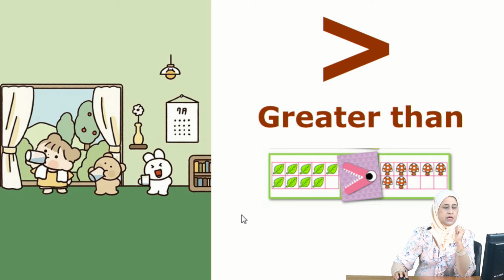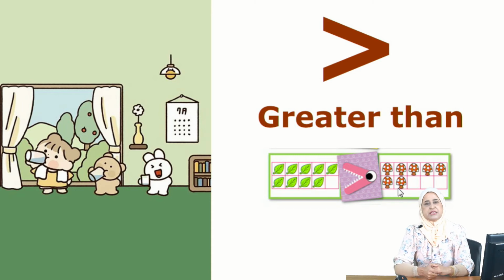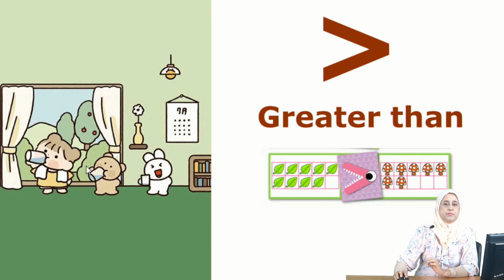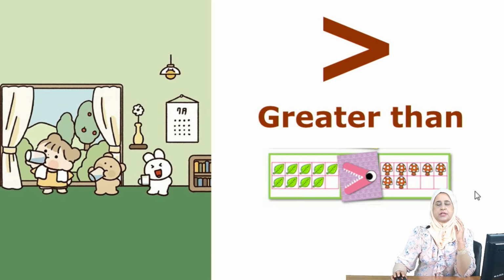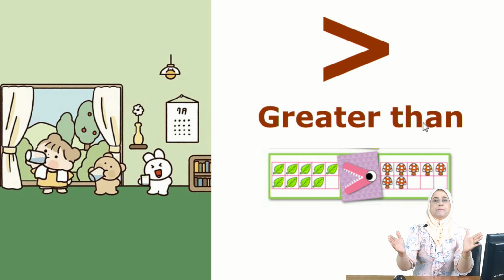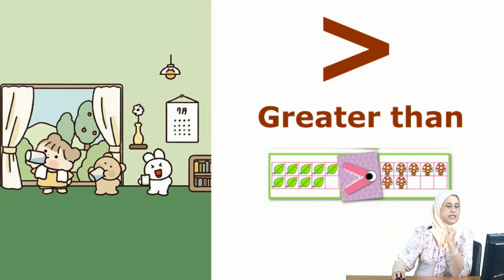What is that one? This is a mushroom, I think. 1, 2, 3, 4, 5, 6, 7. Number 7 is less than number 9. The leaf is number 9. This is 7. So the leaf is more than the mushroom. So the leaf number is the greater number, more than or greater than. And the mushroom is less than. So we say greater than, okay? More number than the mushroom. So the symbol we call is greater than.